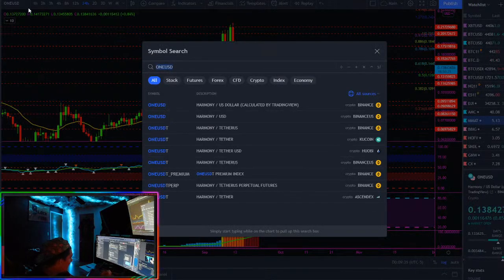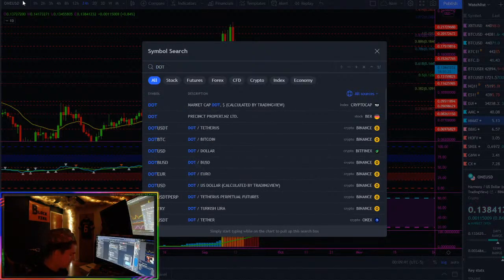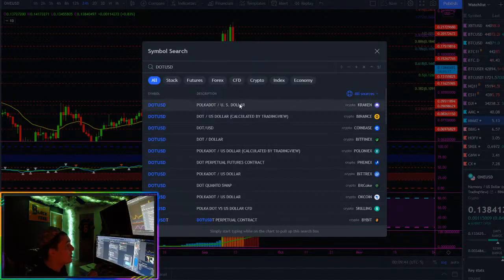Last one for the day. Oh, I did the wrong one. I was supposed to do DOT. Sorry about that. I guess I got two more. Polka dot.